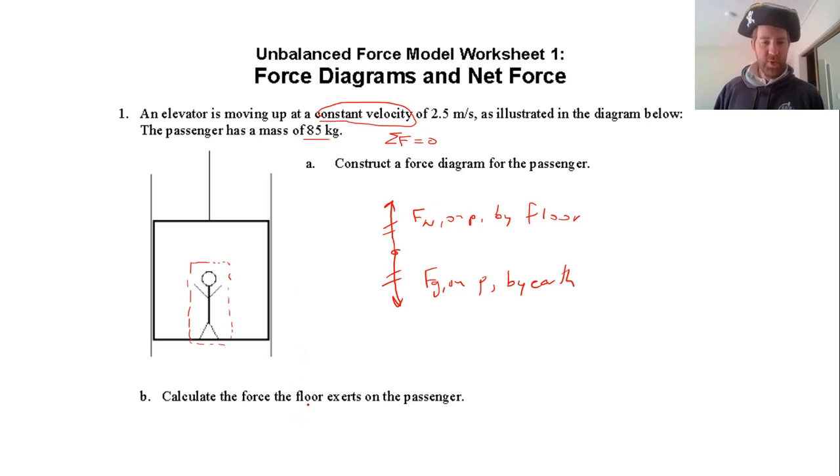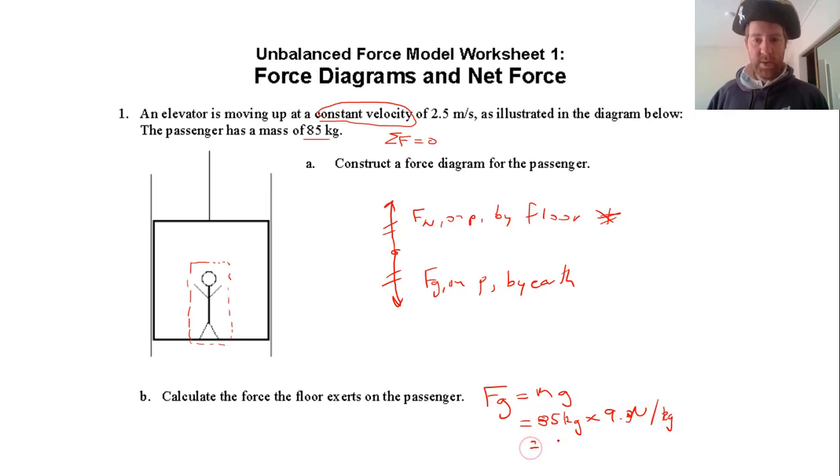Right, calculate the force the floor exerts on the passenger. Well, I don't know any formulas for normal force. They want this one here. The floor is exerting this force here. But if I look at my formula sheet on the front of this yellow book, I don't have a formula for normal force. But what I do know is the normal force is equal to the force of gravity. And I do know how to work out the force of gravity on this passenger, because that is mass times the gravitational field strength. In this case, it's 85 kgs times 9.8 newtons for every kg. And that equals 833 newtons.